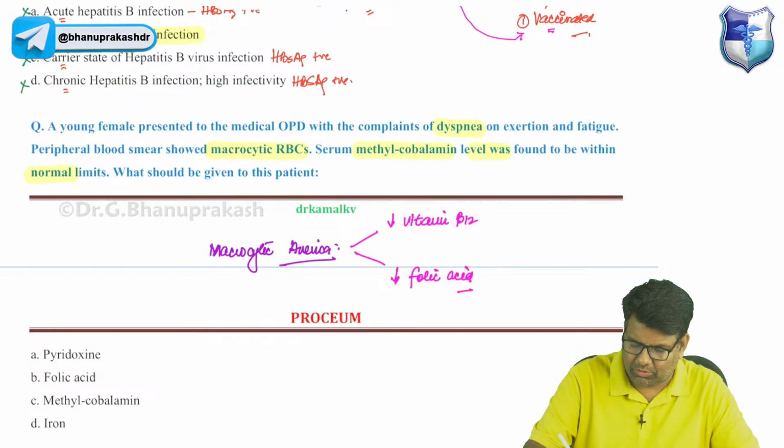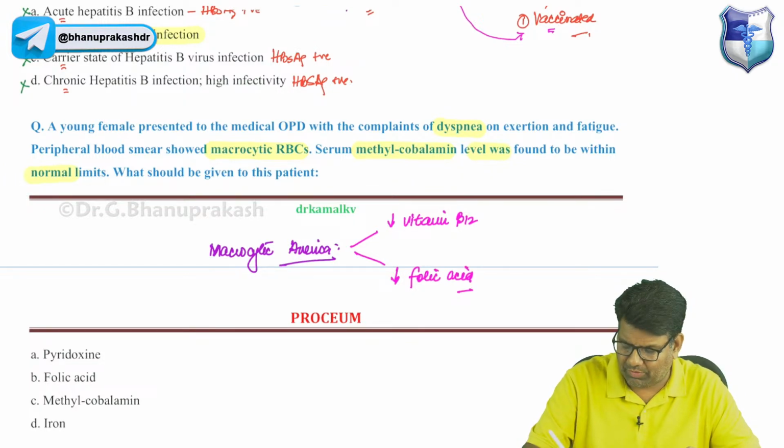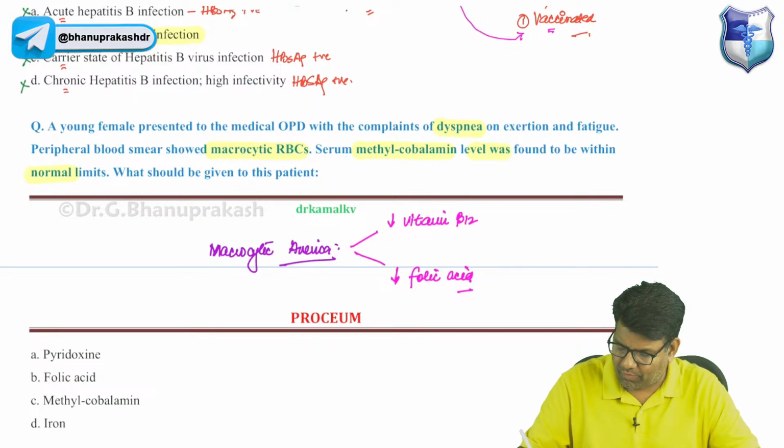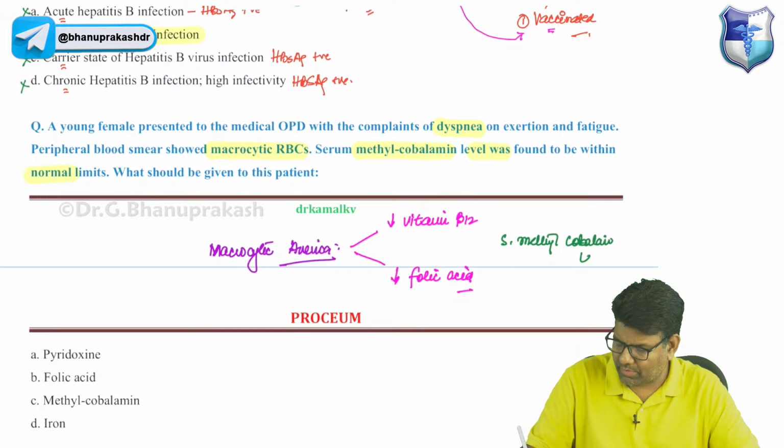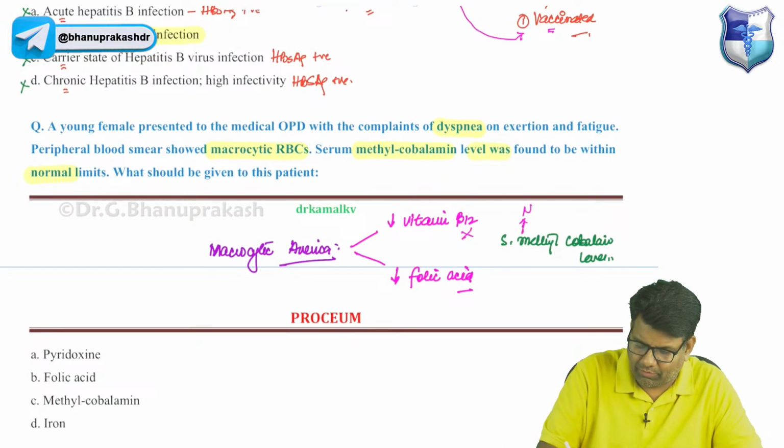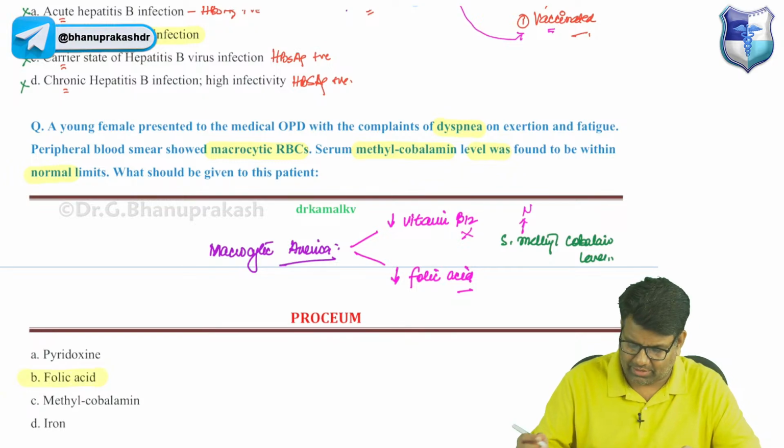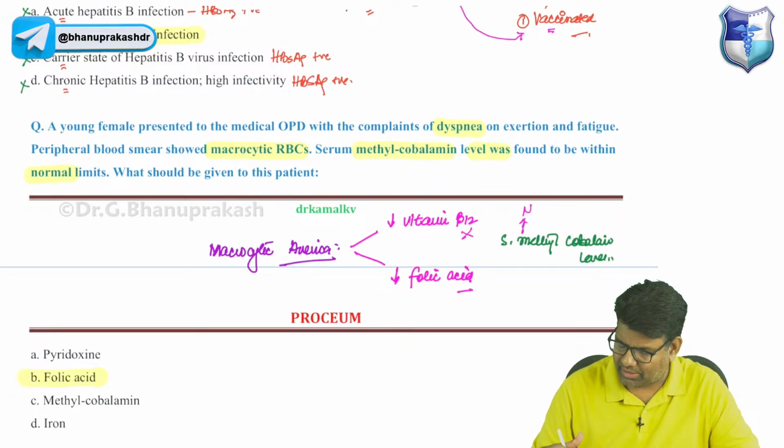Now, to differentiate between these two conditions, we will go for serum methylcobalamin levels. If this is normal, it means vitamin B12 deficiency is ruled out. So what you are left with is folic acid as the deficiency factor for macrocytic anemia.